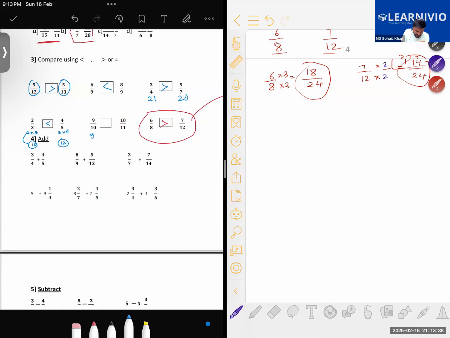So 9 times 11. Okay, 9 times 11. We have to multiply numerators by denominators. Numerator of the first fraction multiplied with the denominator of the second fraction. Getting it? Okay, so it's 10 upon 11. 10 upon 11, no? Good.